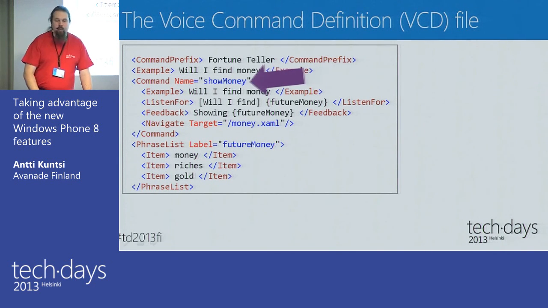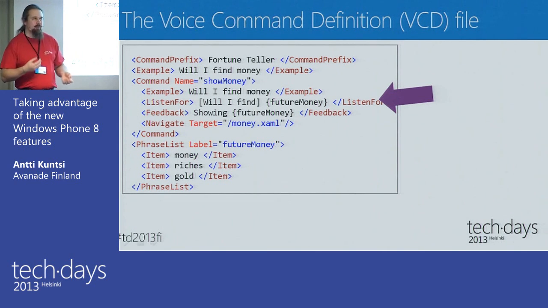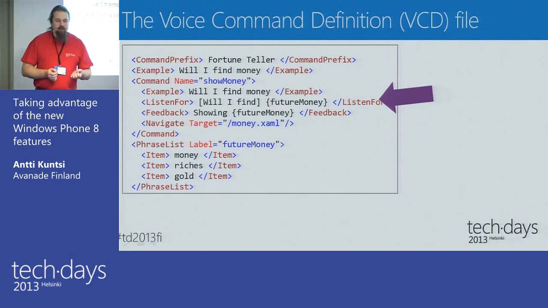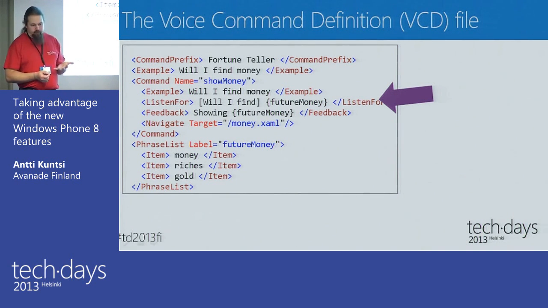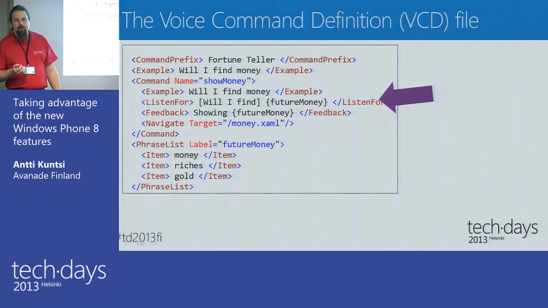Then you define a command. This is your internal reference to a set of things that the user can do. You can have multiple commands. Then you have an example for that command specifically in your application. So you also have in-app help when you're starting an application. If the user mumbles, for instance, then they can be given a help text of what are the things to say. Then you have a ListenFor element. You can have several of these. So you can create a more natural way of dealing with speech.